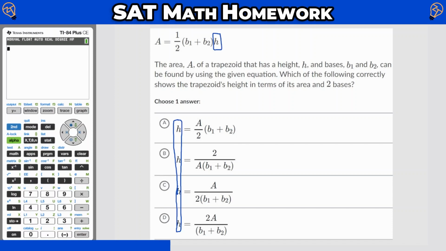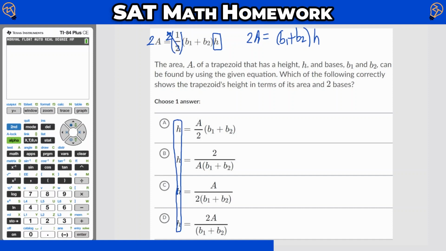Well, first I would want to get rid of this 1/2, and I could get rid of a fraction, yes, by dividing it, but to me what's always way easier is to multiply both sides by the reciprocal. The reciprocal of 1/2 is 2/1. In other words, just 2. So now I have 2a equal to the quantity b1 plus b2 times h.